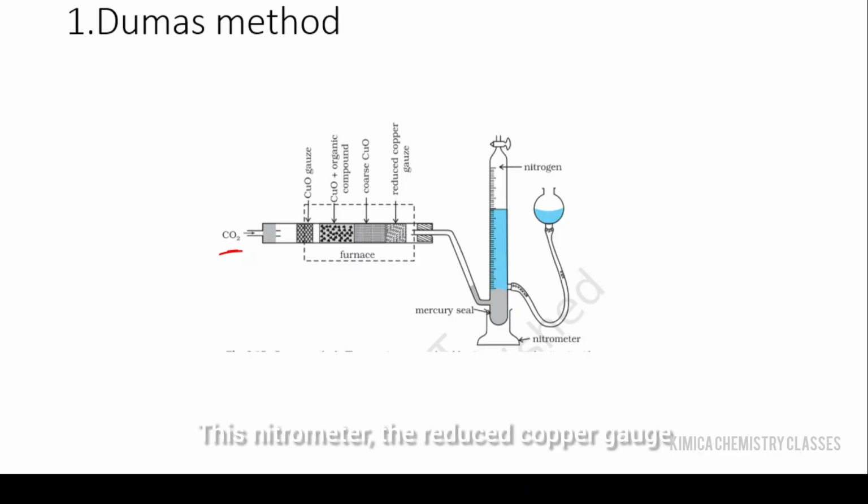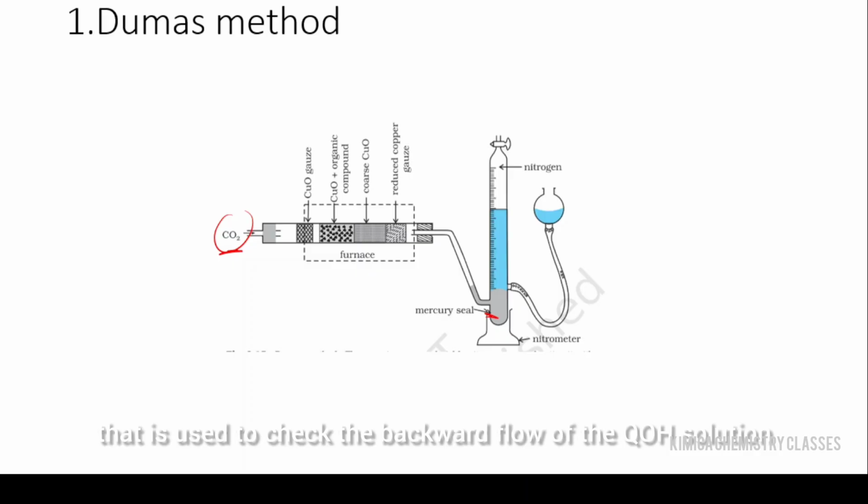This nitrometer, the reduced copper gauze, can reduce any oxides of nitrogen back to N2. This nitrometer consists of a graduated tube with a reservoir and a tap at the upper end. As you can see, it has a mercury seal at the bottom that is used to check the backward flow of the KOH solution.